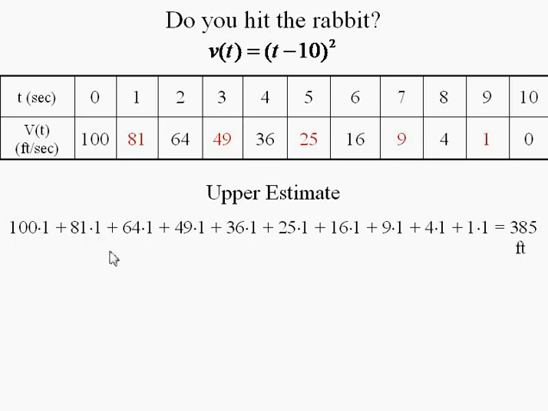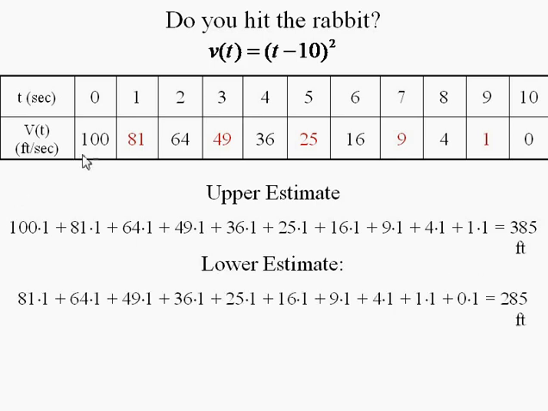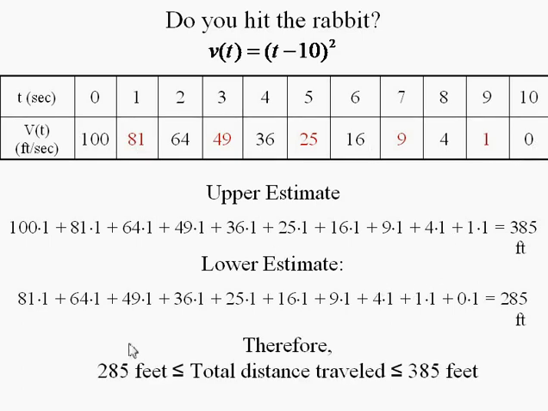Notice we have 1, 2, 3, 4, 5, 6, 7, 8, 9, 10 calculations. It starts by using the highest speed, the 100, and we don't use the last speed, the 0. And so we get an upper estimate of 385 feet. Our lower estimate doesn't use the very first speed, but uses the other 10, including 0. So what we got now is the total distance traveled is between 285 feet and 385 feet. Only 100 feet apart. A much better estimate. So the more time intervals we had, the better our estimate was.